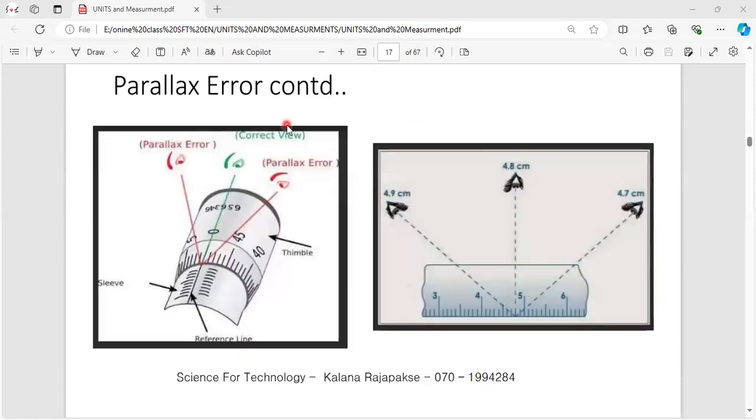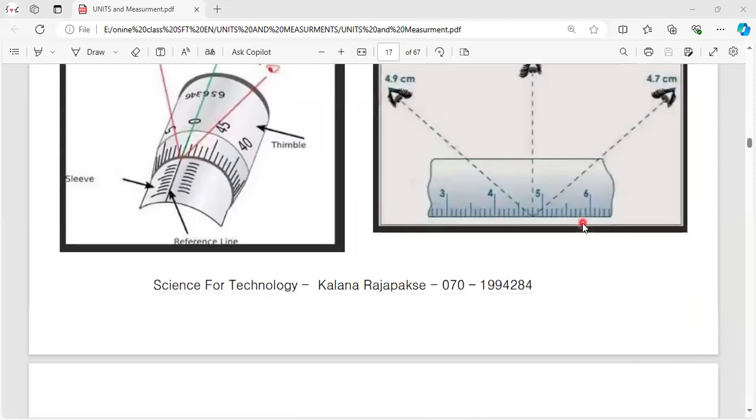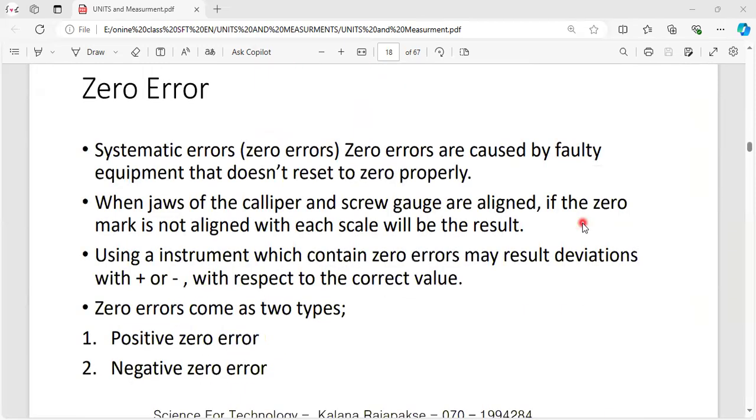Right here, you can see in the left side figure, there's a micrometer screw gauge, right? When you are using this instrument, you should position it to the correct view. With the meter ruler as well, if I use the correct level, the reading is going to be 4.8 centimeters. With the other parallax errors, it is going to be either 4.9 or 4.7 centimeters. So it plays a major role.